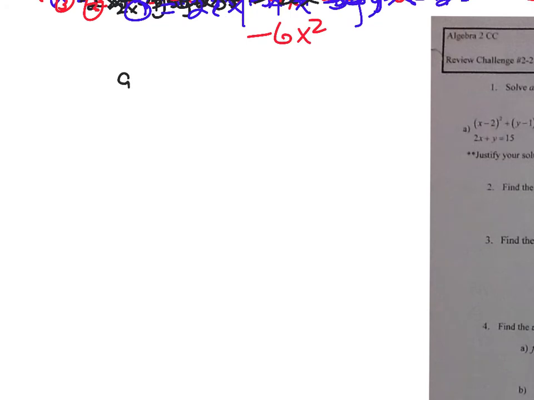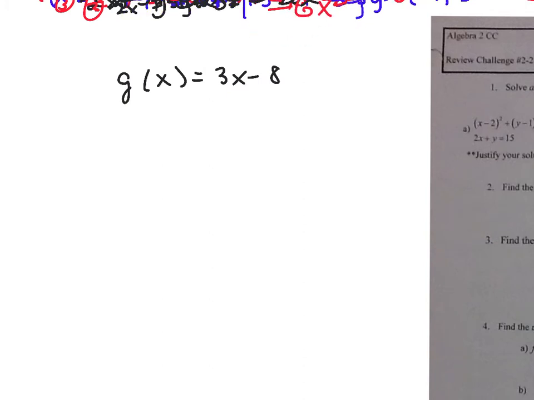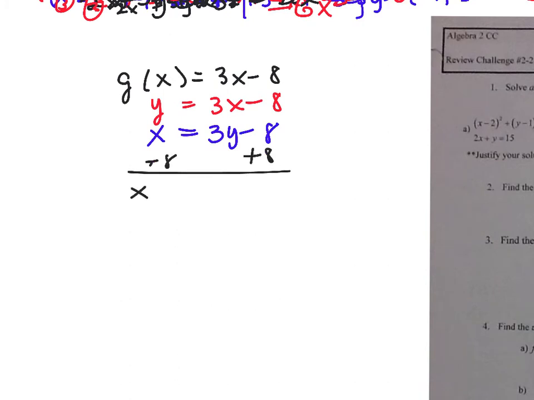B, g of x is equal to 3x minus 8. So I'm going to change to y equals 3x minus 8. Inverse, switch x and y. X equals 3y minus 8. Now we're going to solve for y. So add 8. X plus 8 equals 3y. To get rid of 3, divide both sides by 3. So you get y equals x plus 8 over 3.